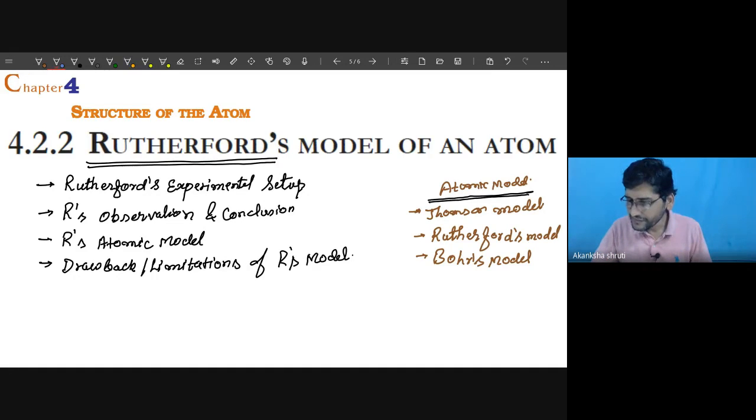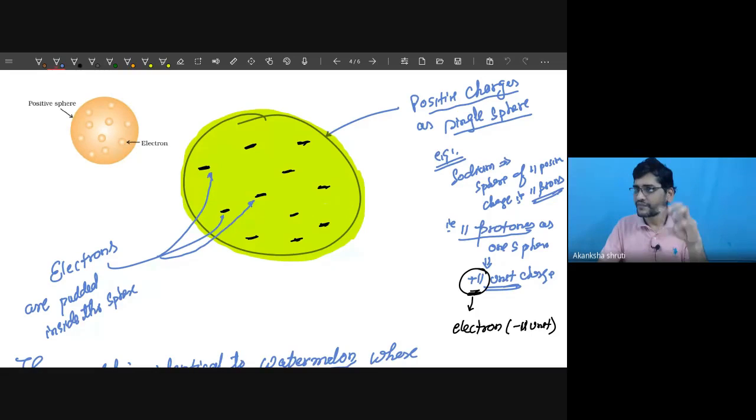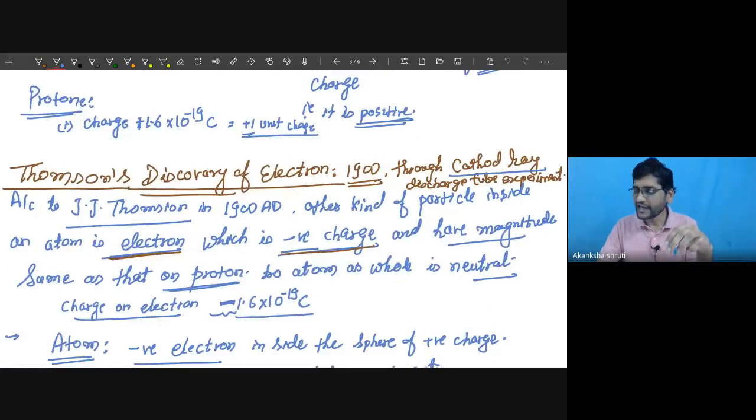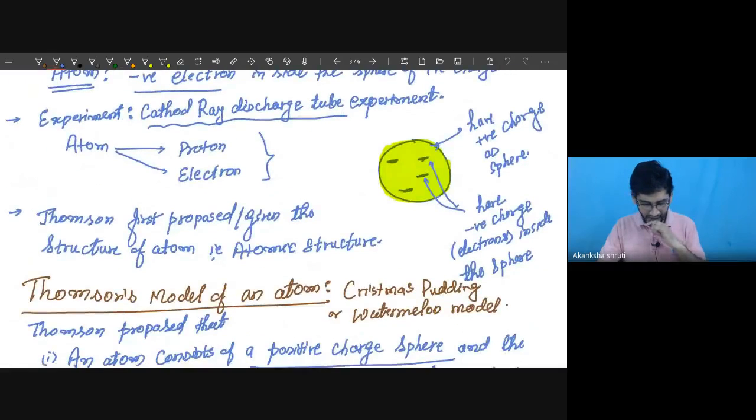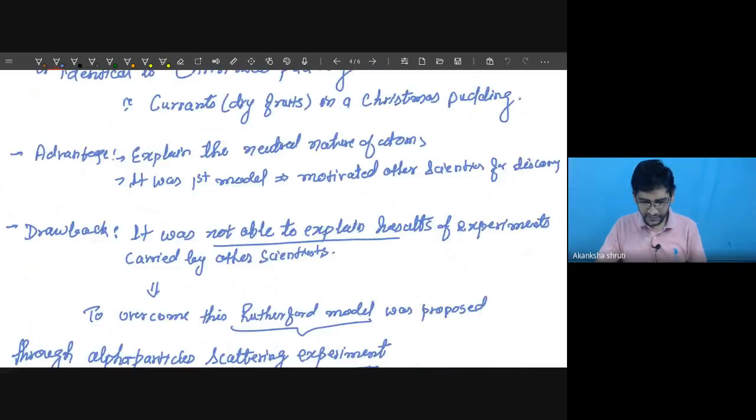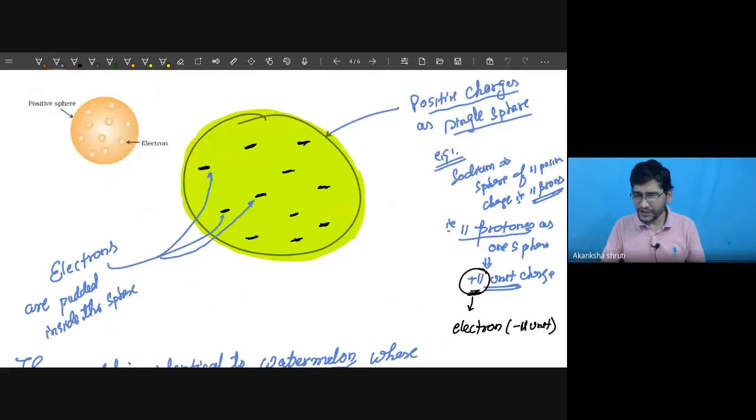Last day we learned about the Thomson atomic model, where the atom is considered as a positive sphere in which negatively charged electrons are embedded or studded, so that these electrons can be removed and the body can be charged. The discovery of the electron was done through the cathode ray experiment. With this discovery of the electron, Thomson had also given his model. This was the model. But this model was not satisfying the various observations made by other scientists.